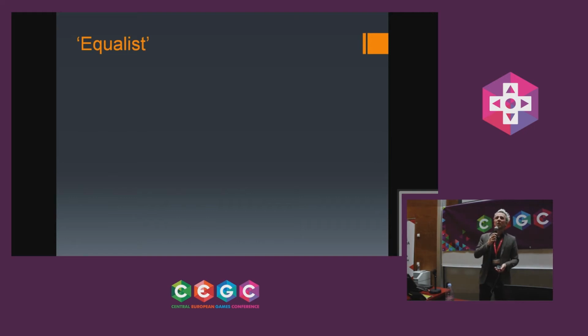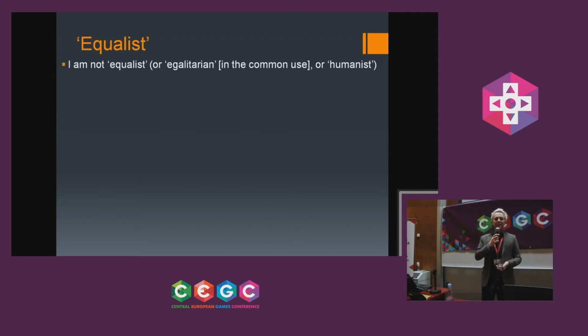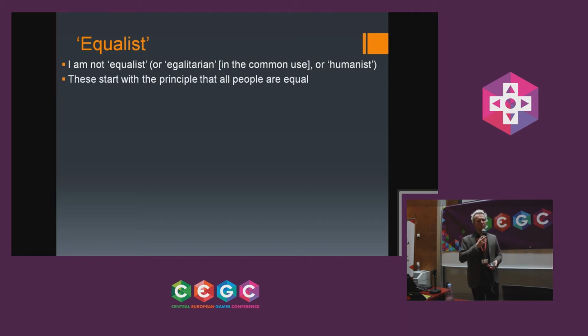I'm not equalist. This is a term people say, oh, why do you have to say you're feminist? Why can't you say you're equalist? I'm not egalitarian in the way it's usually used on the internet, or humanist in that same way, although that's actually a religious term, but people tend to get that wrong and say that the wrong way on the internet as well. Those start with the principle that all people are equal. Now, that seems like an uncontroversial statement.